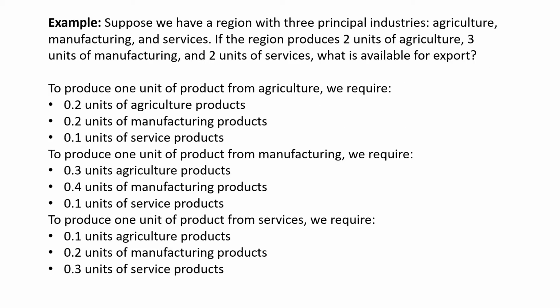Okay, so let's step through another example. This time we have a region that has three principal industries: agriculture, manufacturing, and services. And this list down below is the same type of list that we saw before, saying what the requirements for each unit of production are of the other sectors of the economy. And the question is going to say, well, if we can produce this much stuff, how much do we have left for export? How much surplus do we have? So now we're going to step through building the equations for this problem.